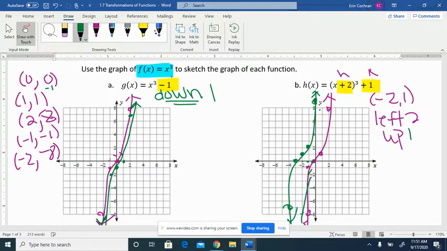Okay. So inside the parentheses always shifts it left to right, and it's always the opposite. And then the outside's the k, tells the truth, it's up or down.